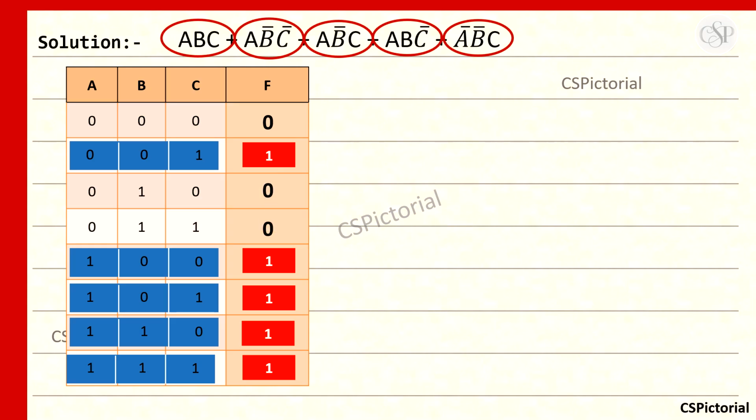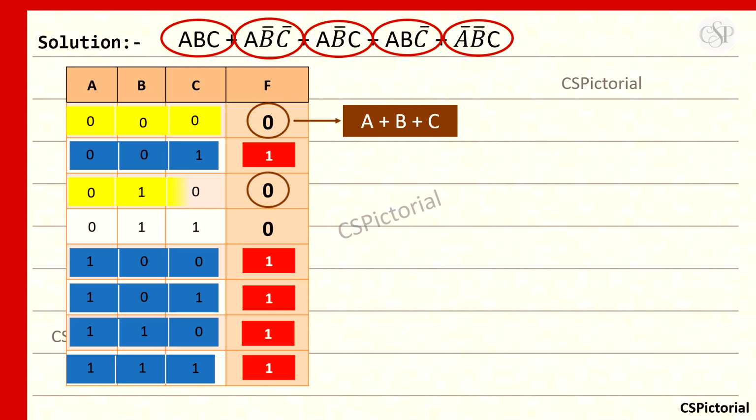Now to derive the max term, always remember for POS, if the value of the input variable is 0, write the literal as such in the max term, and if the value of the input variable is 1, the max term will have the complement of the literal. In the first entry, A is equal to 0, B is equal to 0 and C is 0. The max term is written as A plus B plus C.